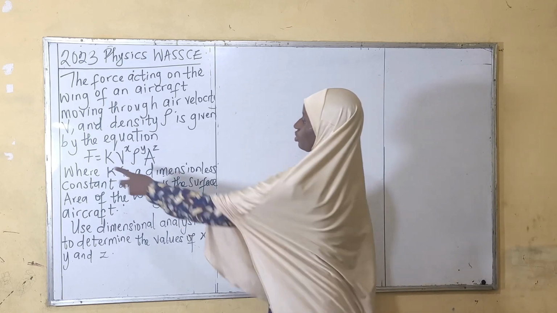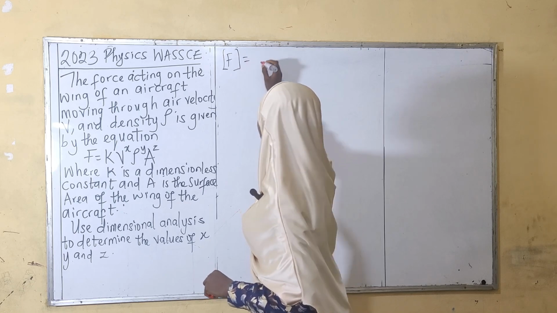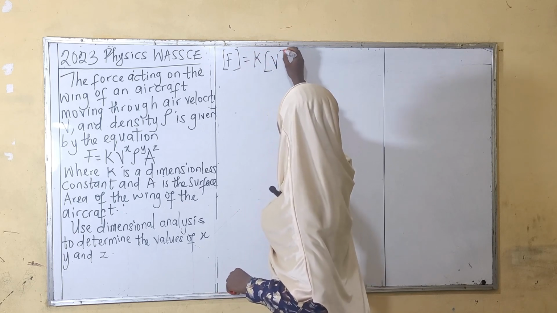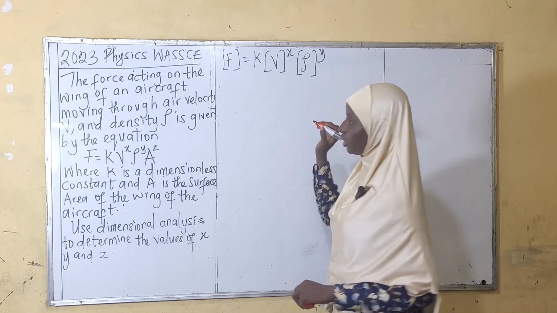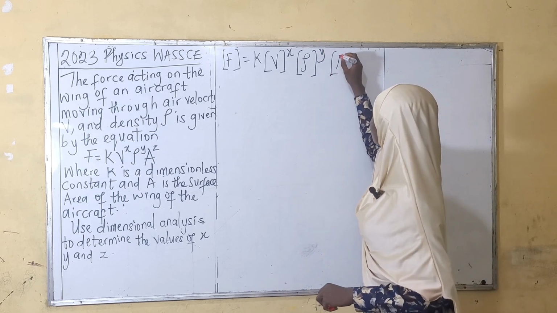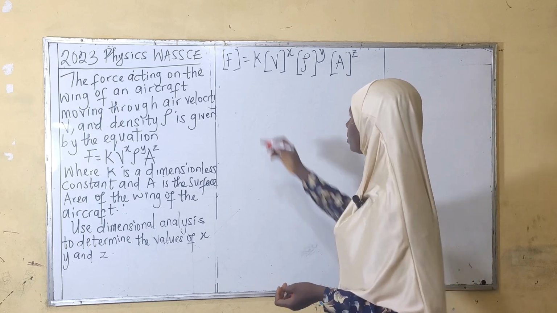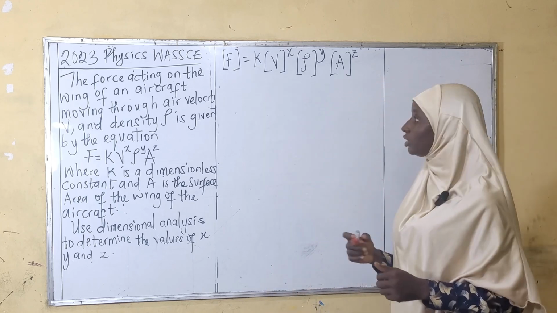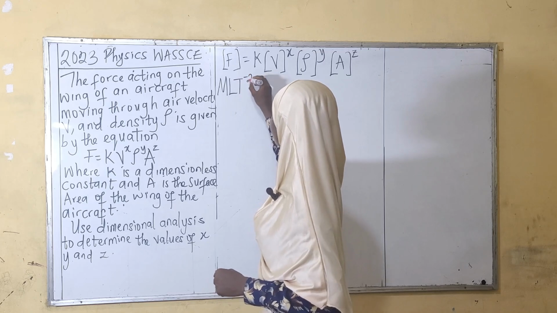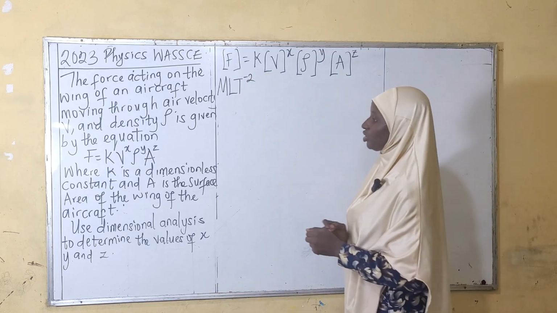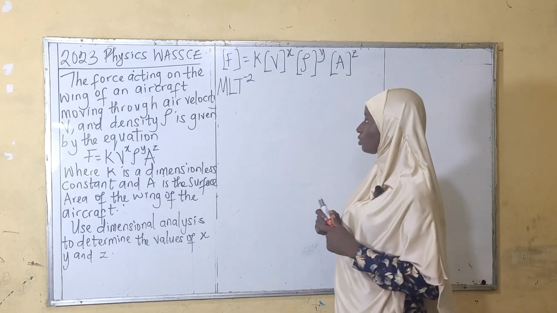Alright, so the first thing you need to do is to rewrite this equation as: the dimension of F is equal to k, the dimension of v raised to the power of x, the dimension of rho raised to the power of y, and the dimension of a raised to the power of z. Now, what is the dimension of F? From our last class, we know that the dimension of F, which is force, is MLT^-2. In the question, they have told us that k is a dimensionless constant. That means it does not have dimension.